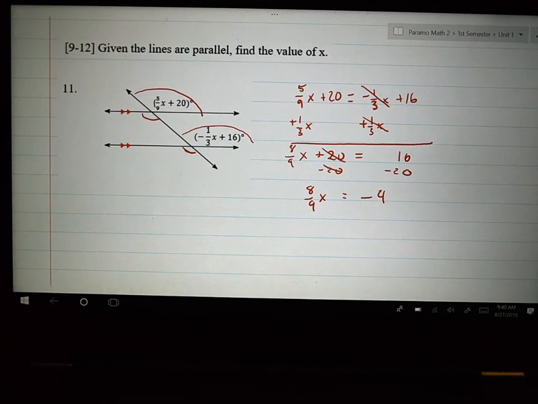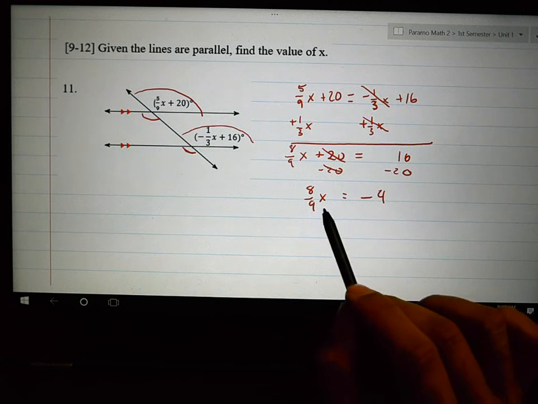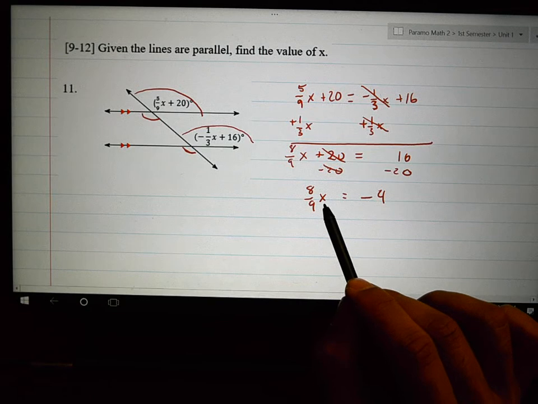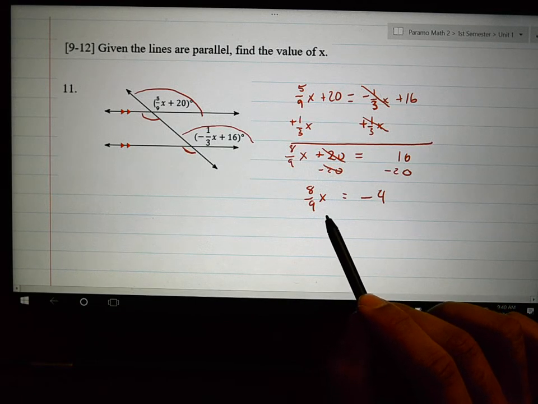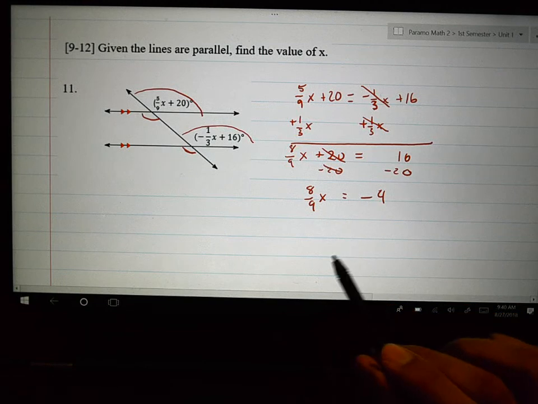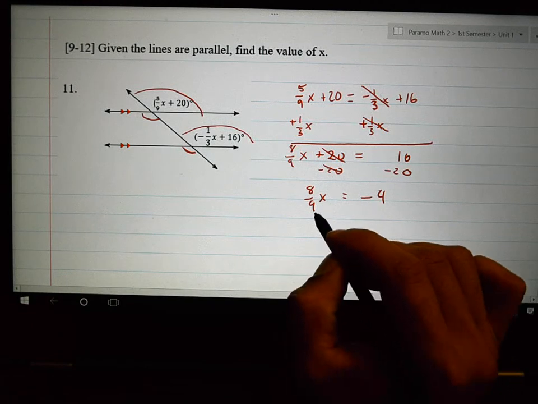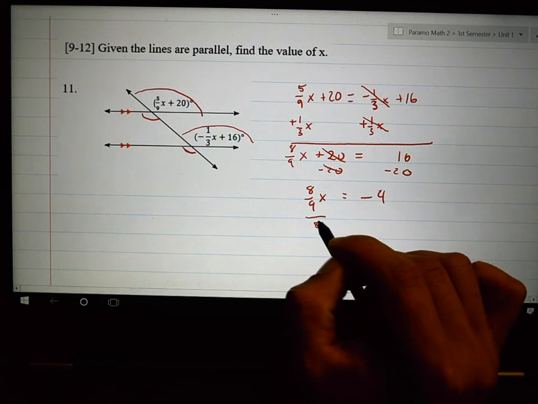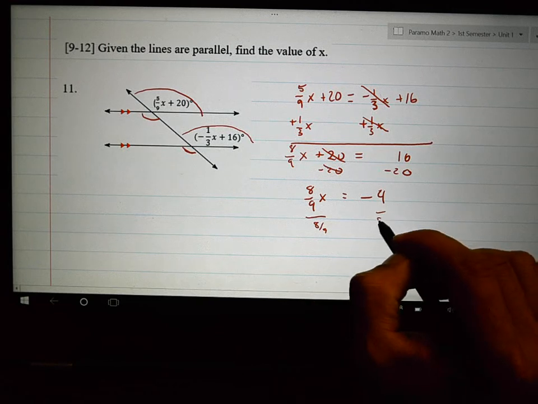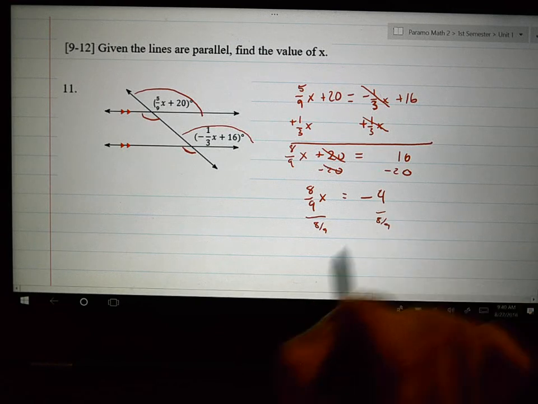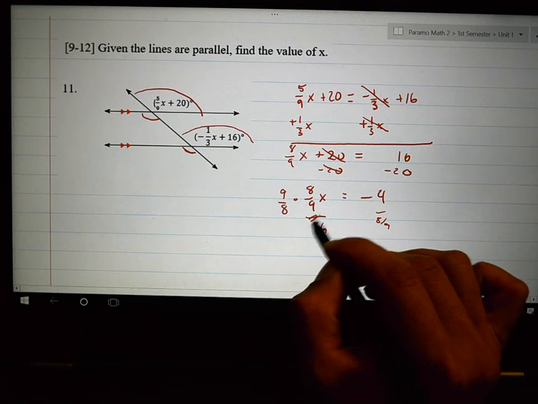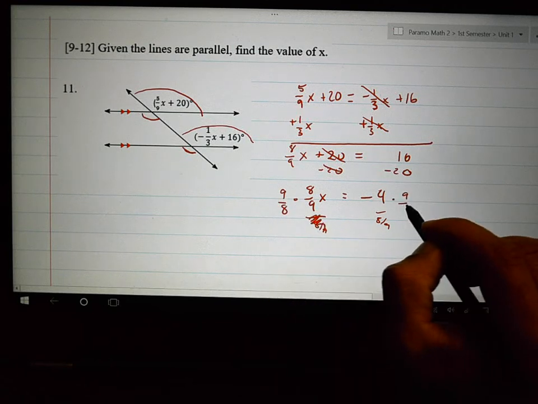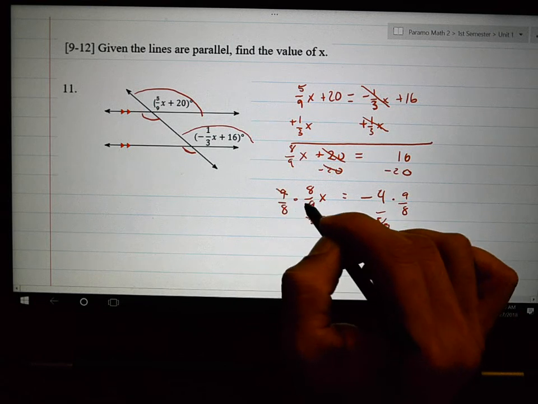And then the last thing, since you want x by itself and you want to get rid of this 8/9, this 8/9 is multiplying the x. The opposite of multiplying is divide. Or when you divide by a fraction, what does that mean? That means you're multiplying by the reciprocal. For some of you, you're going to want to do this, which is fine. I'd only do that if you have a calculator. Or for others of you, multiply by the reciprocal. It's the same thing.